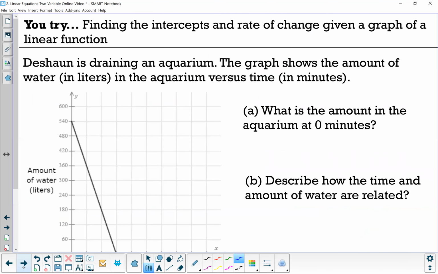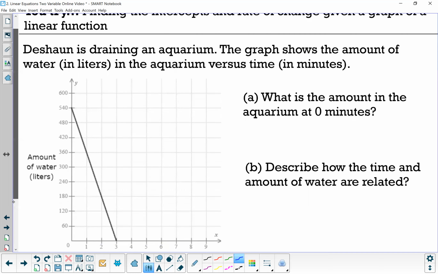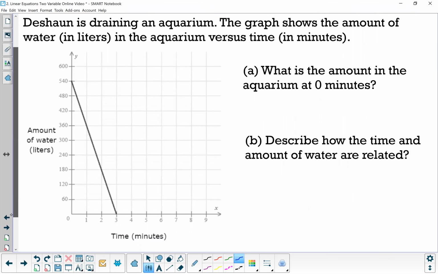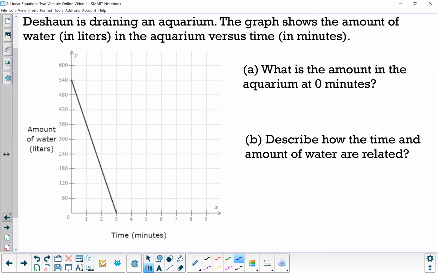All right, here's the second one. We have Deshaun is draining an aquarium. The graph shows the amount of water in liters in the aquarium versus time in minutes. Go ahead and pause the video and try this on your own. I also want you to think about the characteristics of the graph, and then answer the questions, and we'll do it together.